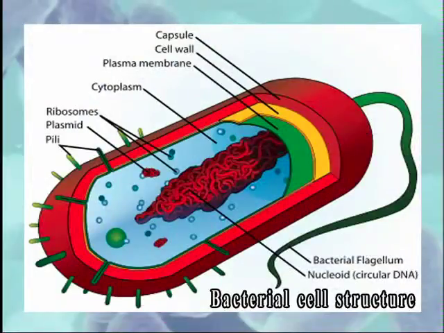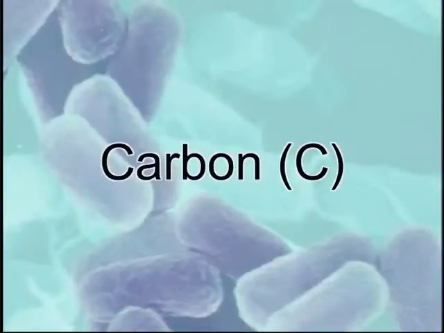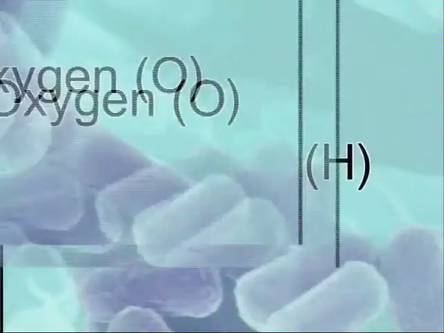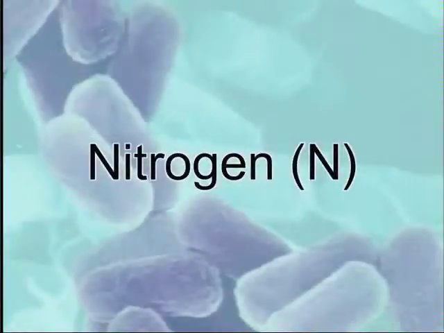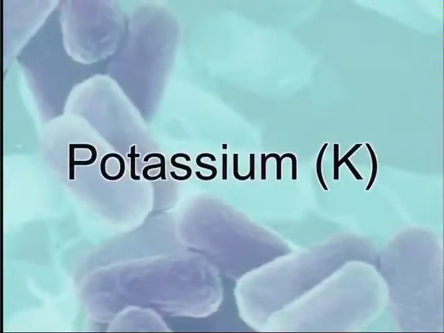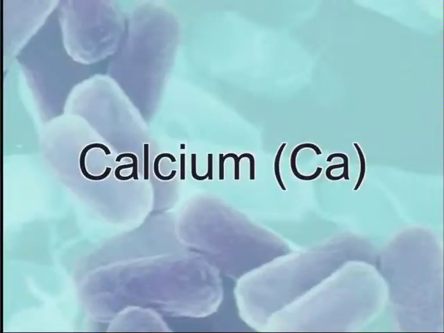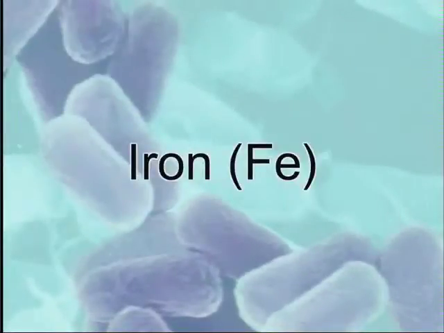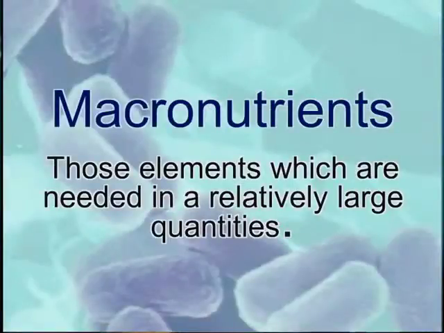Analysis of microbial cell composition shows that over 95% of cell dry weight is made up of a few major elements such as carbon, oxygen, hydrogen, nitrogen, sulfur, phosphorus, potassium, calcium, magnesium, and iron. These are called macroelements or macronutrients because they are required by microorganisms in relatively large amounts.